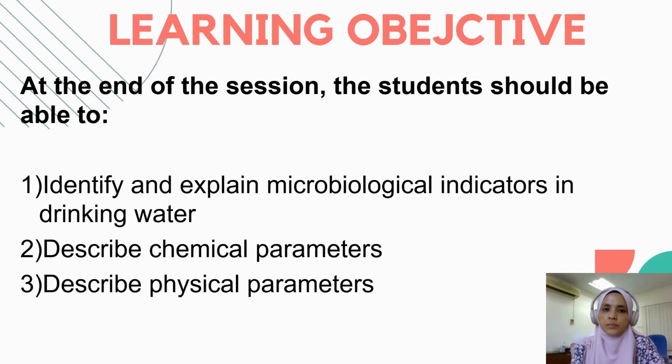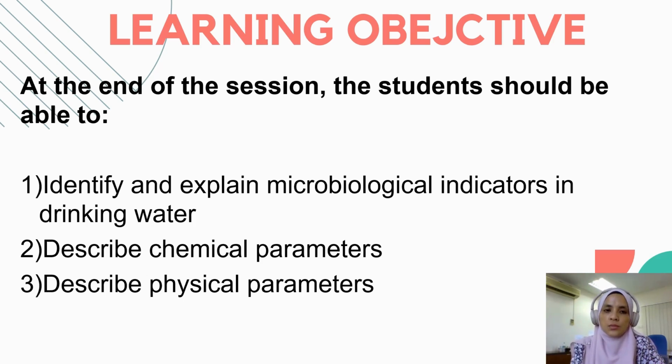And the second one, you should be able to describe the significance of chemical parameters that impact drinking water quality, including the pH level, water hardness, the presence of heavy metals like lead and mercury, nutrients such as nitrates and phosphates, and organic chemicals. You should be able to explain how these parameters affect water safety and quality.